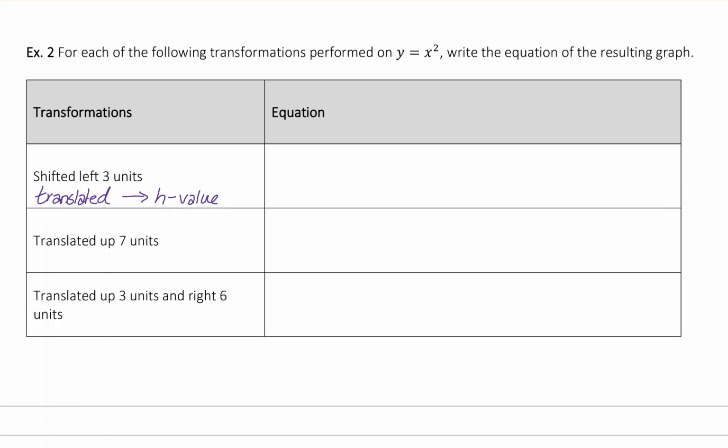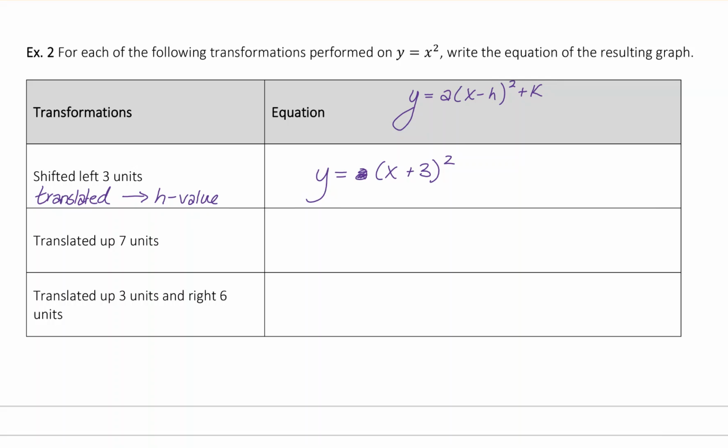Okay, so we're just going to have to include an h value into our equation. Our h value, if you recall, and I'll just draw the basic vertex form function, is in the brackets. Okay, if it's left 3 units, it means we added negative 3, and it would be opposite. So our equation becomes x plus 3 squared. Because if we were going left, we would take the opposite of plus 3, which is negative 3, and we would add 3, and that would shift everything to the left.